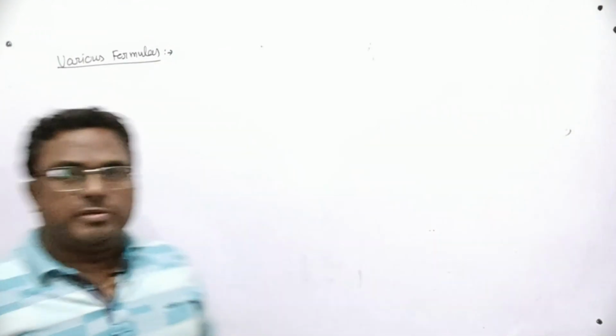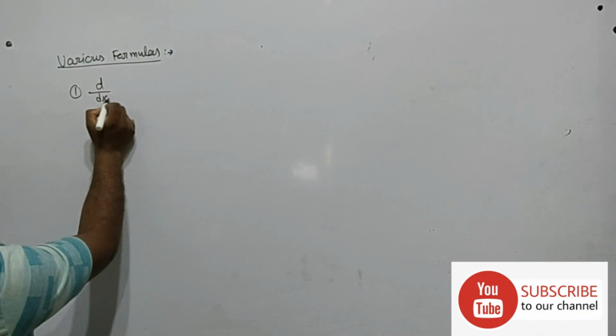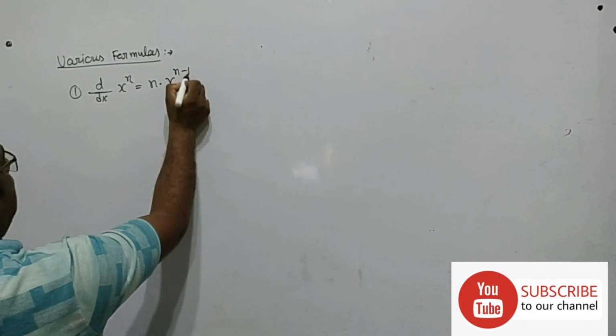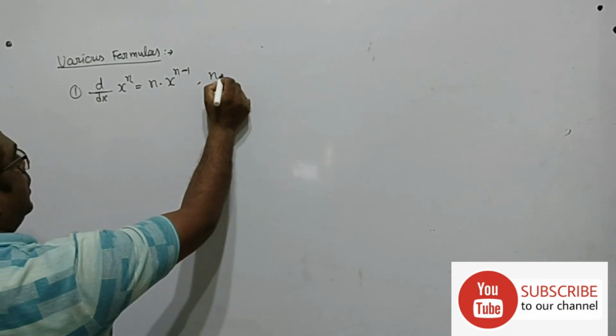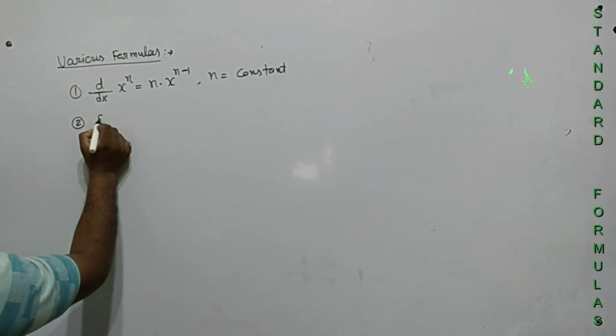Now students, we will see some standard formulas of derivatives. Number 1, dy by dx of x power n is equal to n into x power n minus 1, where n is some constant.